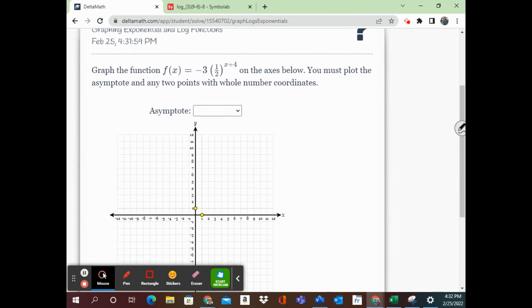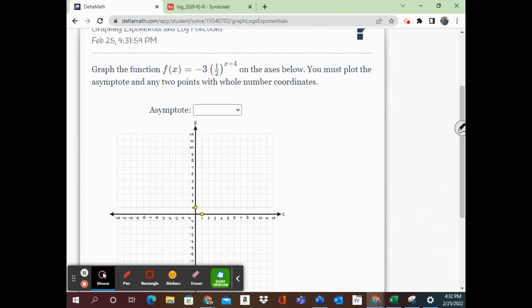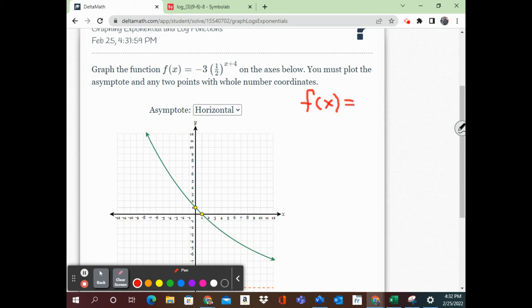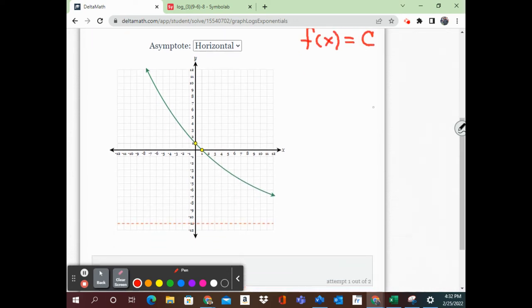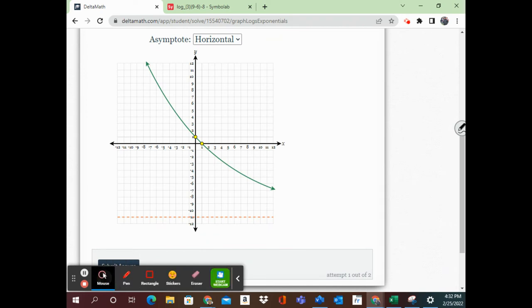All right, so this is an exponential function. I know for a fact that this exponential function is going to have a horizontal asymptote. For horizontal asymptotes, f of x will always be equal to c, and c is the constant number part of this exponential function. We don't have a c here, so we know our horizontal asymptote will indeed be at 0.